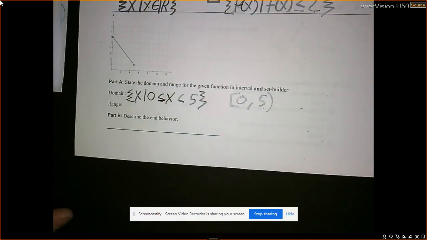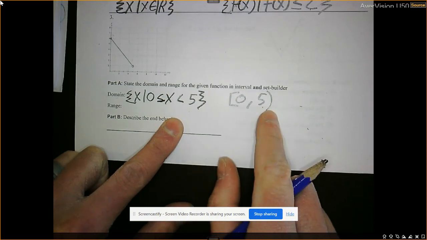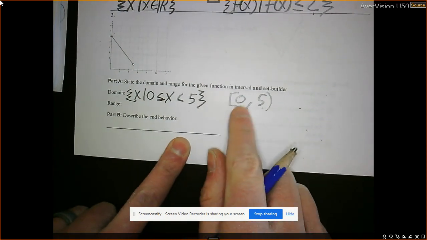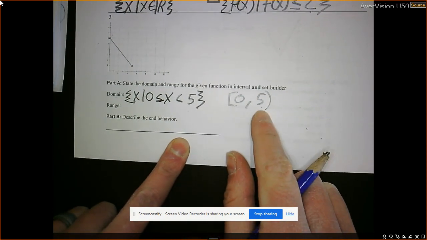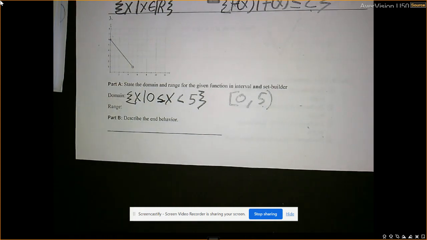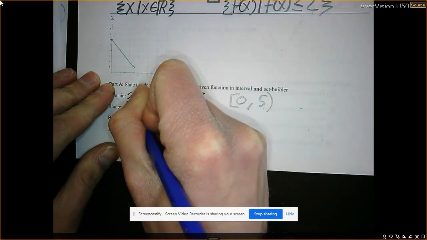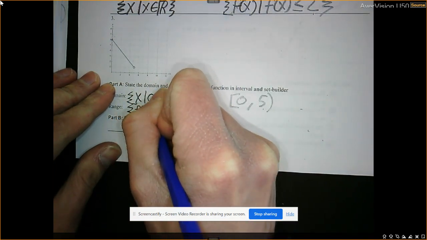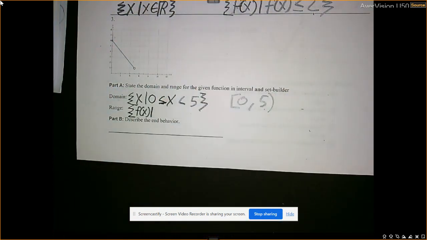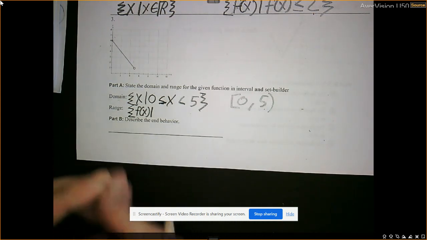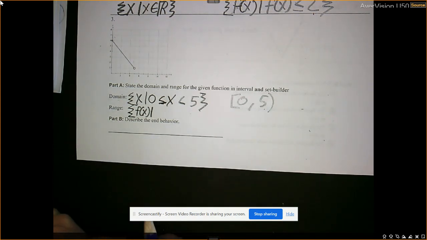Okay, very important that we realize why this is a bracket, why this is a parenthesis. Bracket means it contains it. Parenthesis means it does not contain it, but it gets all the way up to 5. Okay. Now range, again, when we're talking range, we're talking y or f of x. So I guess I'll call it f of x again. Remember, f of x and y have the exact same meaning. f of x is just a fancier way of writing y.